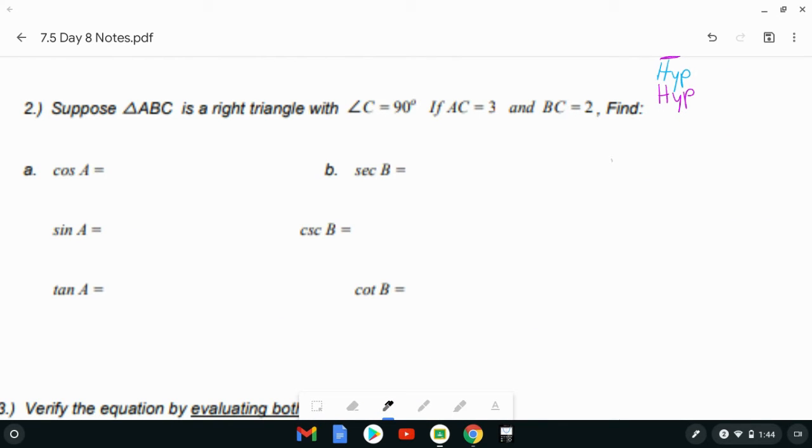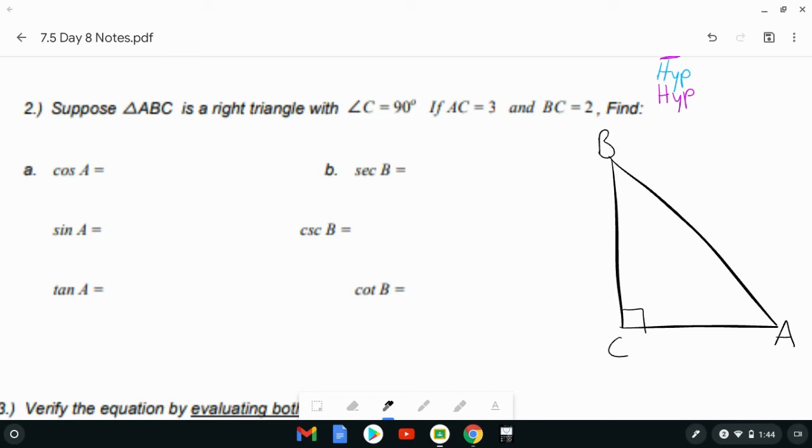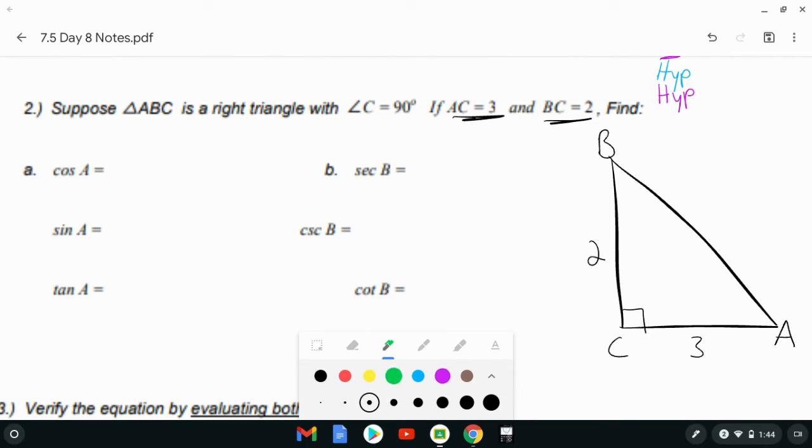Looking down now to example 2, it says suppose a right triangle ABC has angle C. First thing you want to do automatically, if they don't give you a diagram, draw it. It says angle C is 90 degrees. Angle A and B, it doesn't matter which one they are as long as your sides and angles are labeled correctly, the ones that they give you. They're telling you AC is 3 and BC is 2. So this one's just coming up with it on your own.